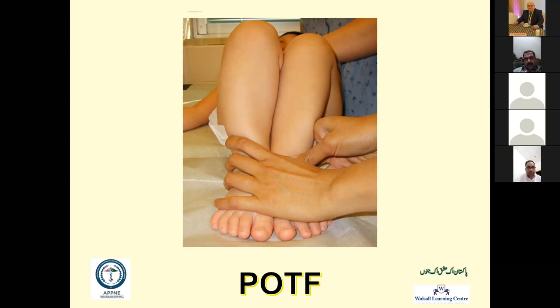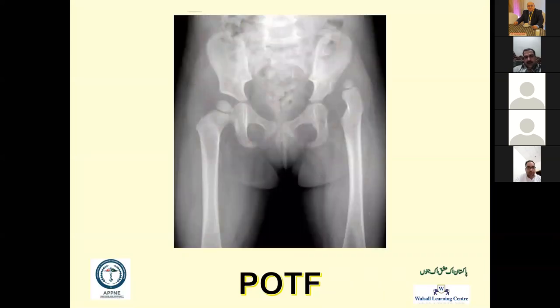So if you are talking about that kind of shortening, the first thing that should come to your mind is dysplastic hip. You will tell them that this looks like a DDH. You want a plain film of the patient. Okay, so the examiner will then show you this x-ray. You will tell the examiner that this is obviously a dislocated hip. I would like to do the H-line and the Perkins line to decide which quadrant it is.